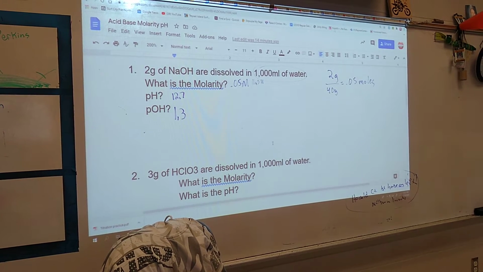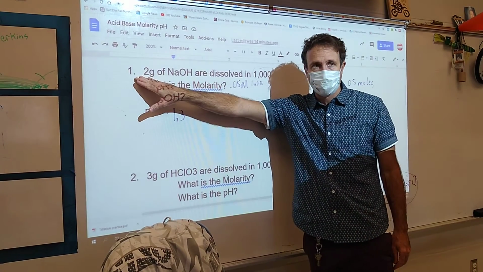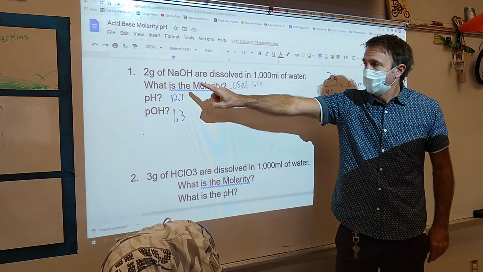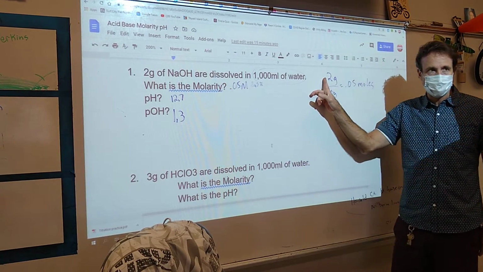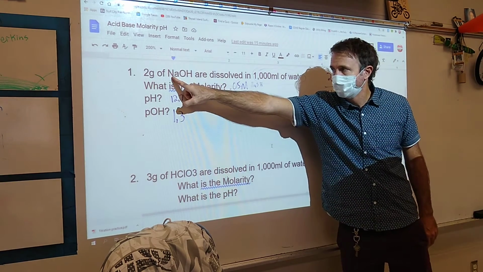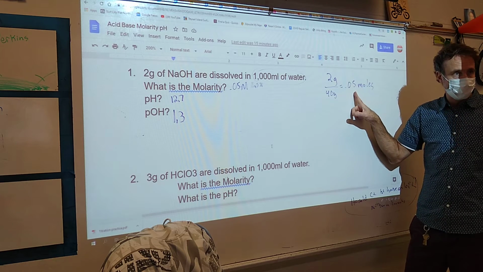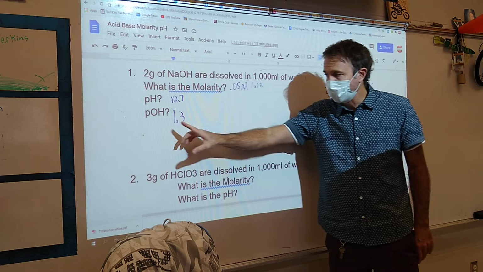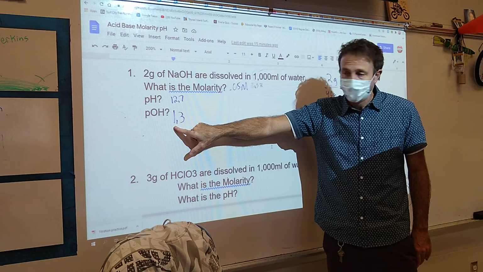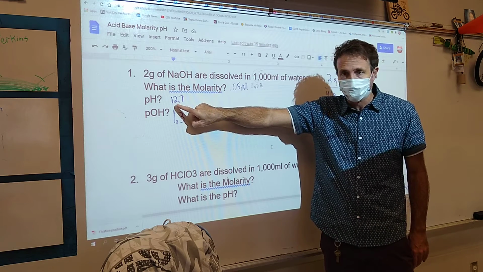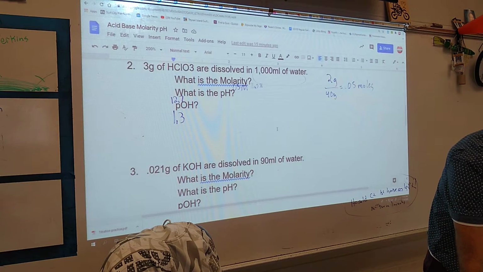So, I didn't mean for it to be tricky, I really didn't. But in this first problem, what's dissolved in the water is hydroxide. So when we realize that 2 grams out of the 40 grams is 0.05 moles, and we take the negative log of 0.05, that gives us the pOH, right? And then the rest of it would be the pH, because these two numbers equal 14. So let's try number 2 all together.